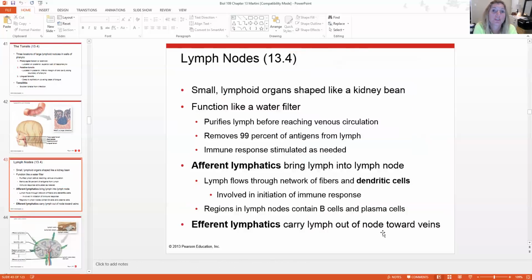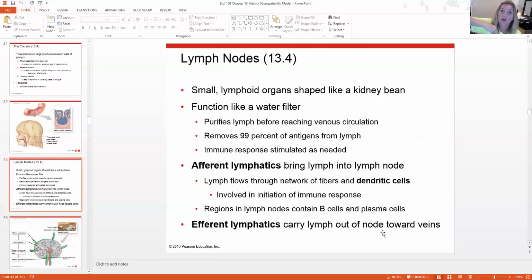Lymph nodes are different from the lymph tissue that we were just talking about. Lymph nodes are small organs that are shaped like a kidney bean. They basically function like a water filter. It's going to purify the lymph before it goes into the venous circulation, and it removes the majority of the antigens from the lymph. So this is the site of a lot of action when it comes to the immune system. Remember those lymphatic capillaries are just sucking up all that extra interstitial fluid.